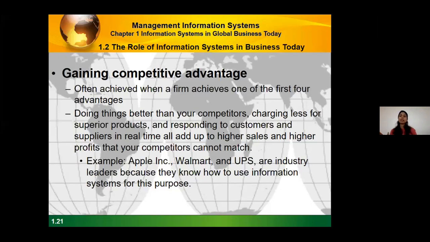So now, so far we have discussed four advantages, right? Improving operational excellence, introducing new products, services, and business models, improving decision making, strengthening customer and supplier intimacy. So we have discussed four main strategic objectives. So when the organization achieves one of these objectives, then we say the organization can achieve competitive advantage. Doing things better than your competitors, charging less for superior products, and responding to customers and suppliers in real time all add up to higher sales and higher profit that your competitors cannot match.